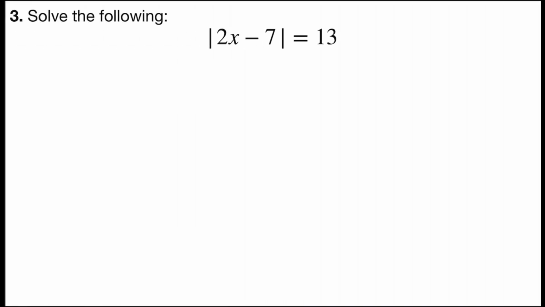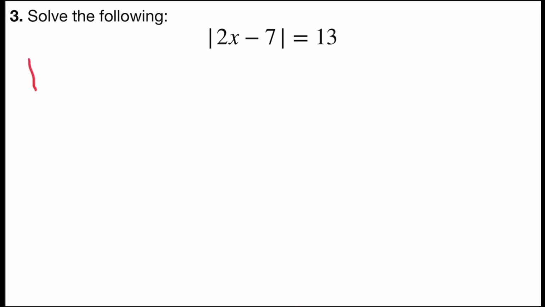Problem number 3 says, solve the following. The absolute value of 2x minus 7 is equal to 13. And so remember, absolute value is the distance that a number is from 0 on the number line. And in an absolute value equation, you can actually have two cases set up.